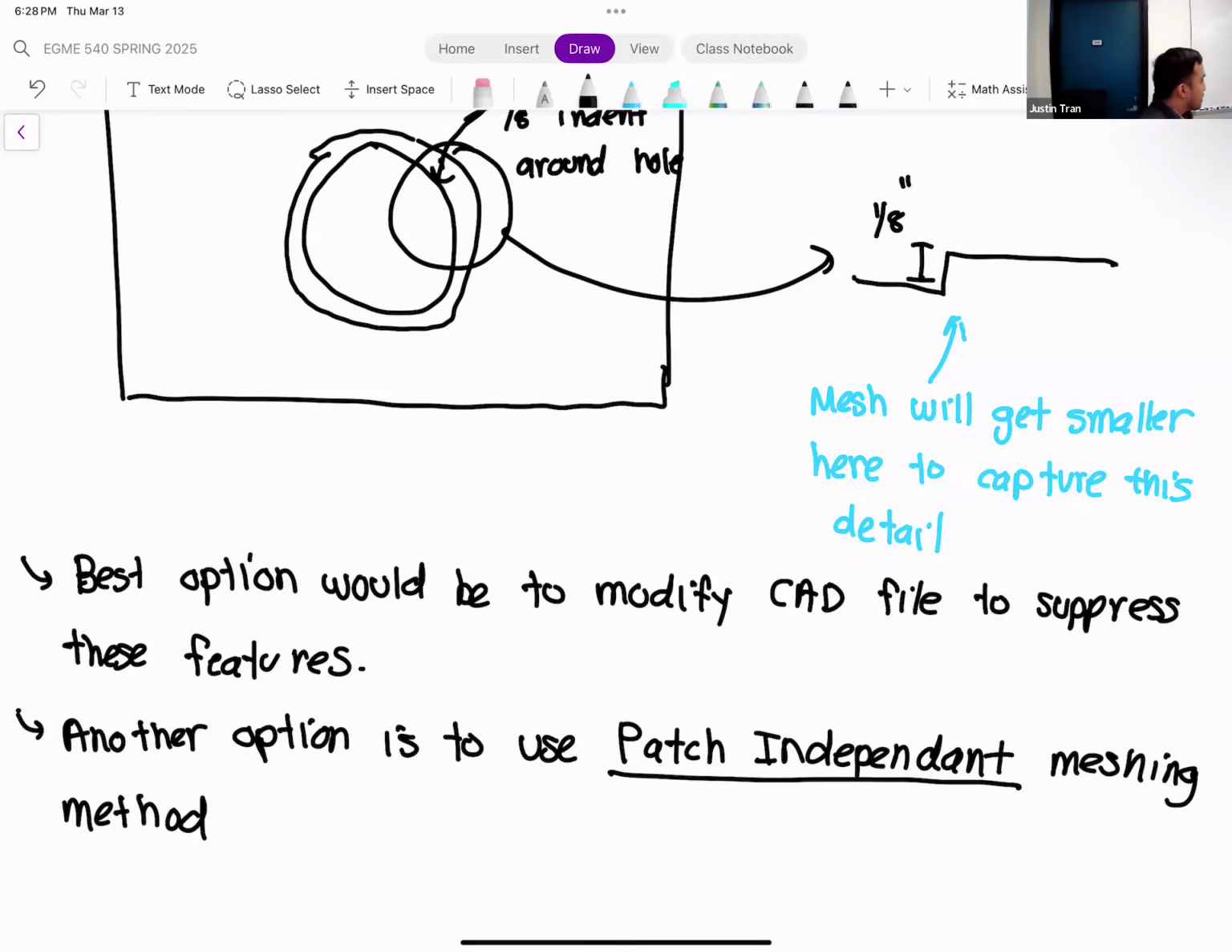Remember, we talked about last time that patch independent is going to create your mesh from the inside out. Maybe not necessarily following or conforming to all the surface features, but it's going to prioritize creating a high quality mesh over trying to capture all the individual details. So that's another method that actually works pretty well in a lot of cases. But there are other options within ANSYS itself that you can use as well.